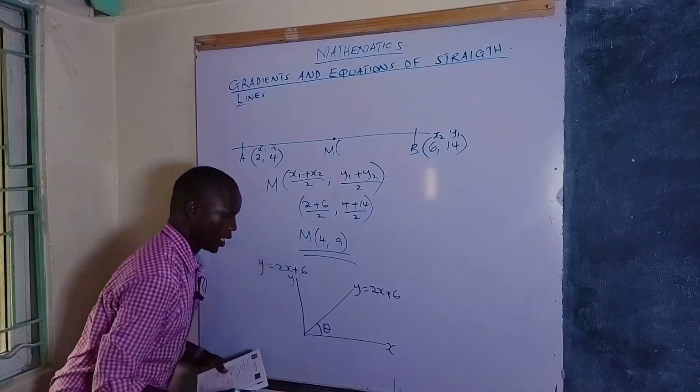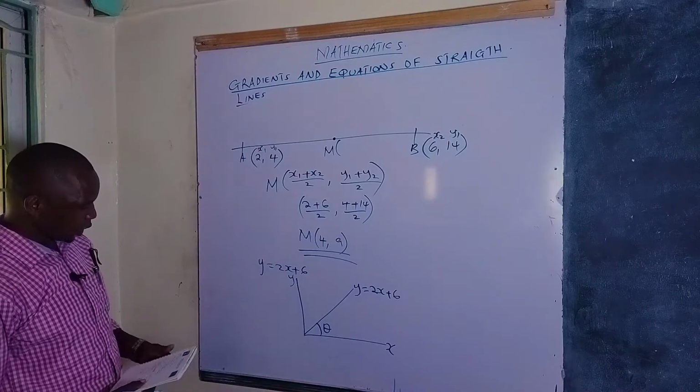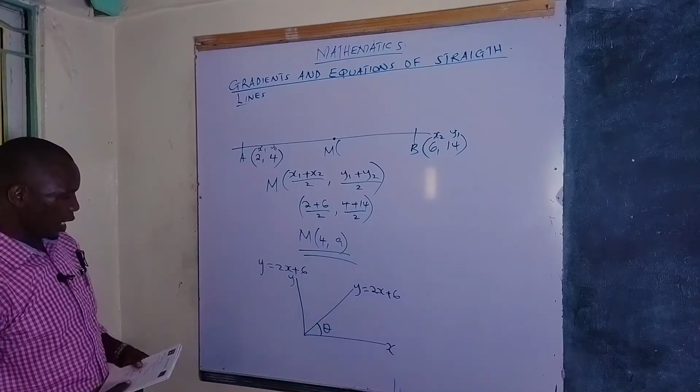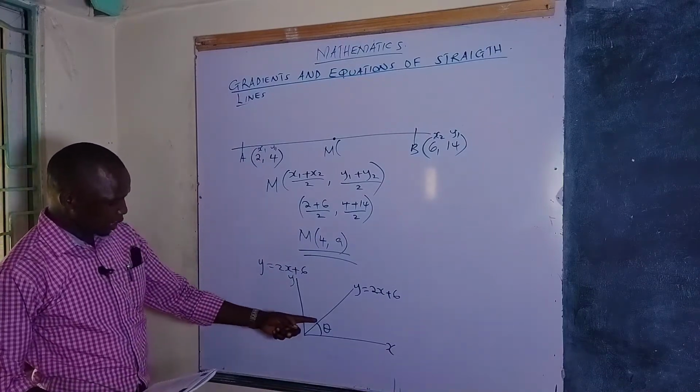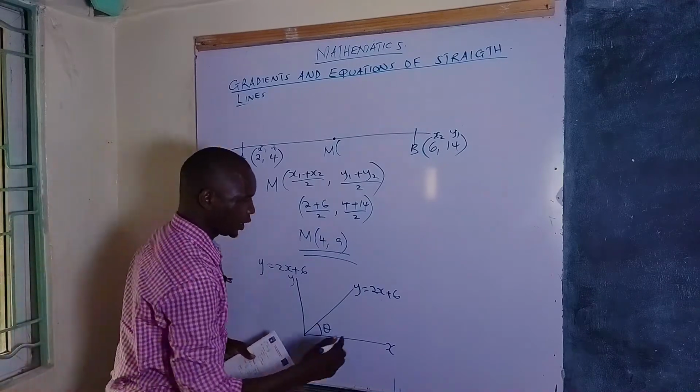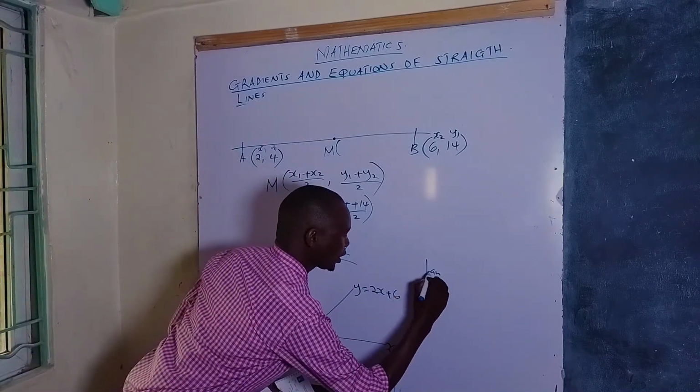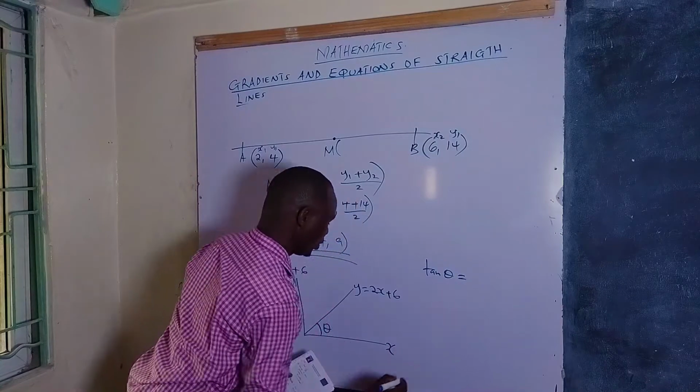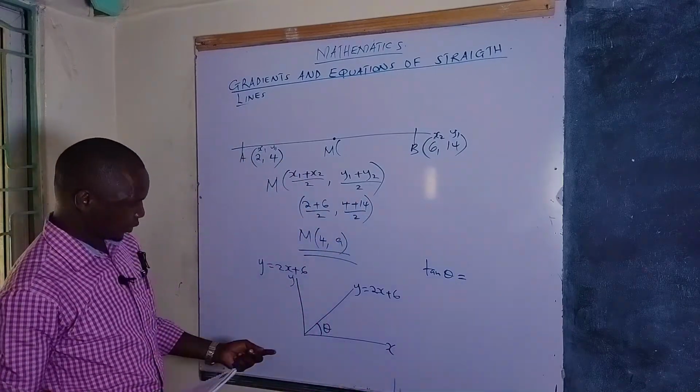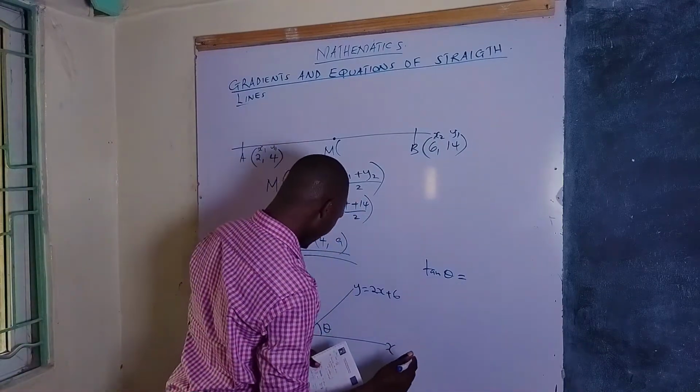This is the angle they are looking at. We call it angle theta. To get the size of angle theta, it is going to be equal to tan theta, which is going to be equal to the gradient of this line, which is the slope.